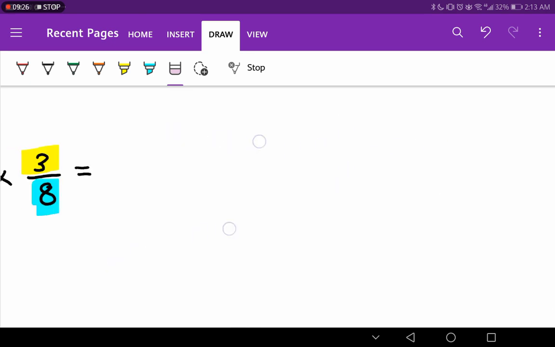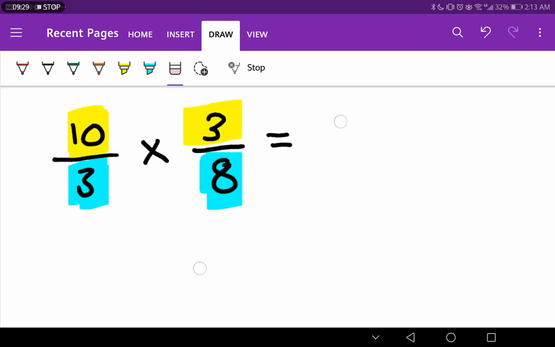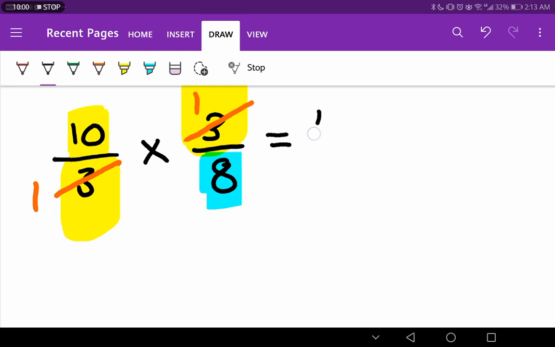Let me come back to the question here and tell you a small secret. Boys, if you have the same number up and down, do you have any same number up and down? Yes, the 3, teacher. I have 3 up and 3 down. So you can eliminate this and write 1, and eliminate this and write 1. Okay, good. Now 10 multiplied by 1 equals 10, and 1 multiplied by 8 equals 8.